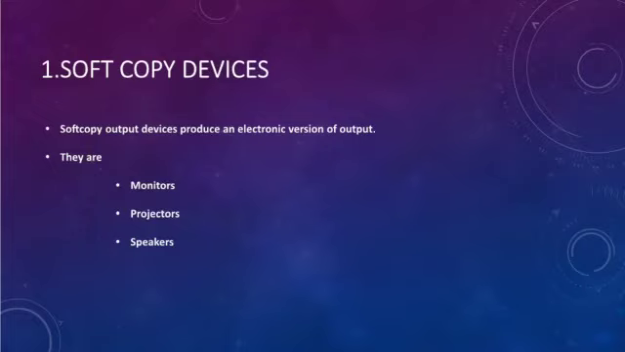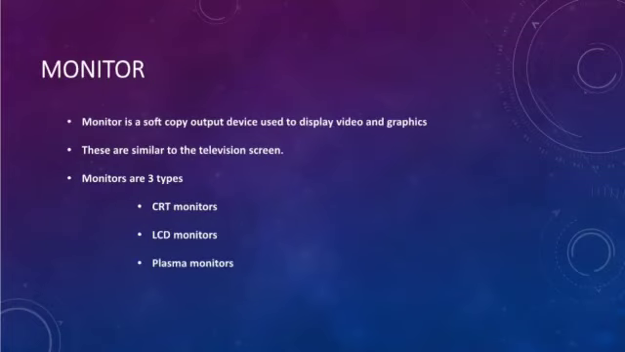The first one is monitor. A monitor is a soft copy output device that is used to display video and graphics through the video card. Computer monitors are similar to the television screens, but they display information at much higher quality. The monitor is connected to either the video graphics adapter or the digital video interface port on the video card.